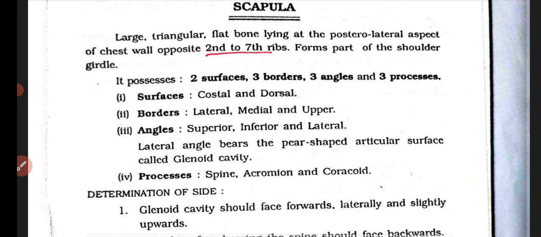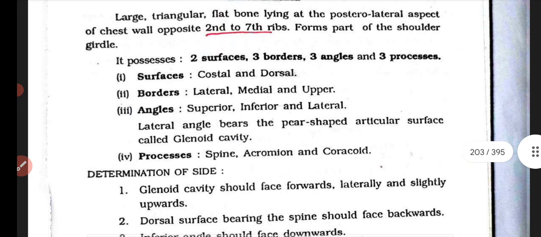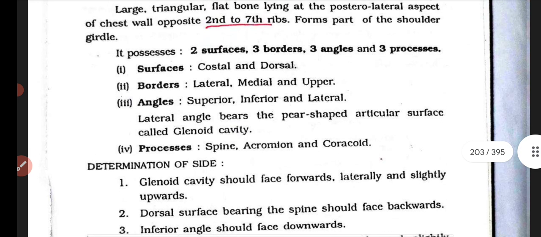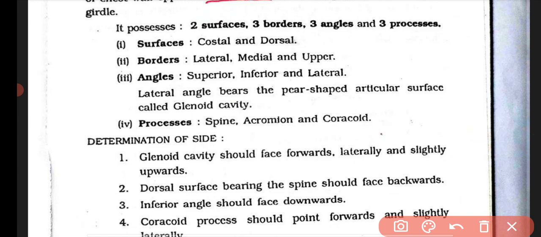Now, the next part we will read about is the side determination of the scapula. To know the side determination, we will have to know three to four things. I already mentioned in my previous video that you have to know about the anterior posterior view, medial lateral view, and superior inferior view.